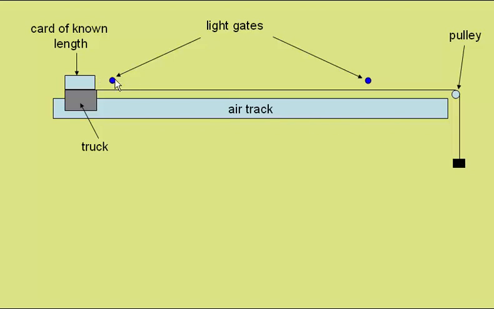As the card passes through the light gates, the speed here and the speed here can be found and the acceleration calculated. Generally the light gates would be connected to a data logger that would do all these calculations for us.